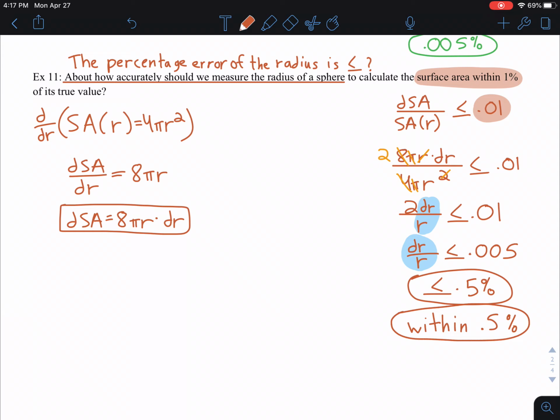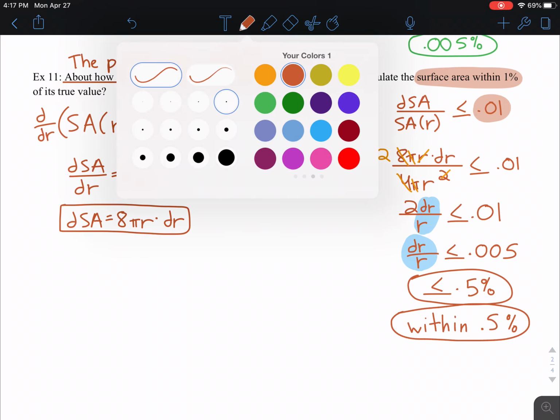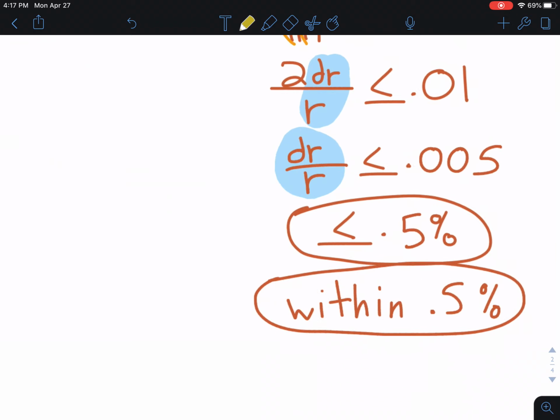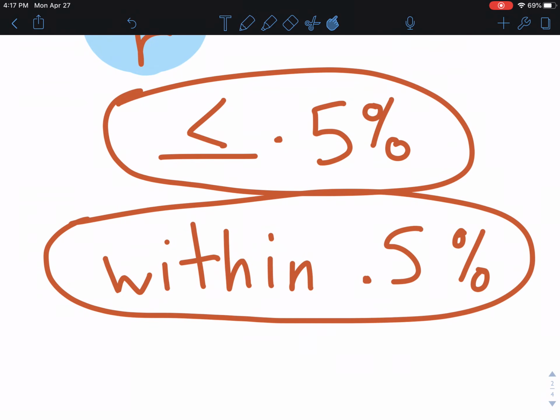Okay, now the last thing I want to show you is this exact same question. Yay, more math, right? Not quite. What I want to do though is change this up slightly. Same scenario, but what if instead I had asked you about how accurately should we measure the diameter of a sphere so that the surface area is within 1% of its true value? Now, a lot of people instinctively think, okay, if I know the radius has to be within 0.5%, and I want to know what the diameter is, I should probably double it, right? So if I double it, that would mean the diameter would have to be within 1%, right?